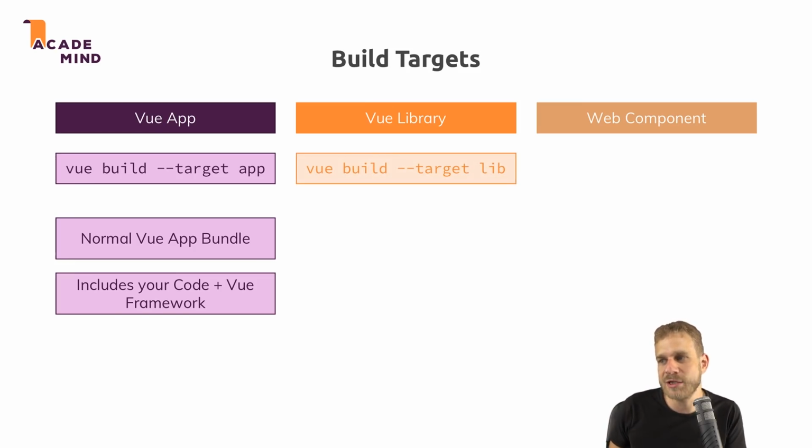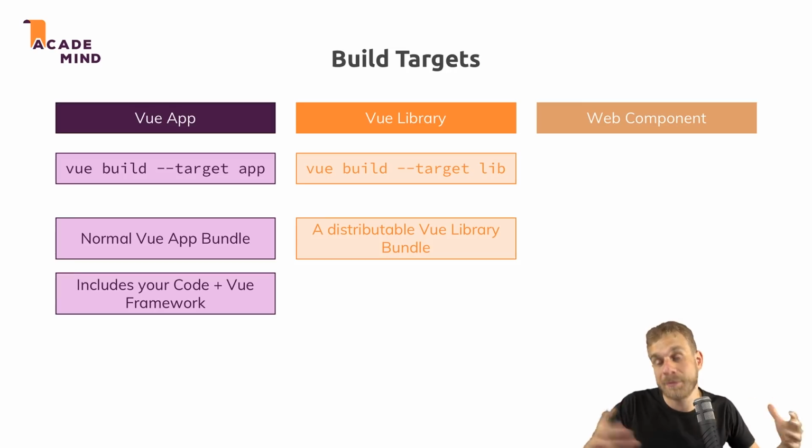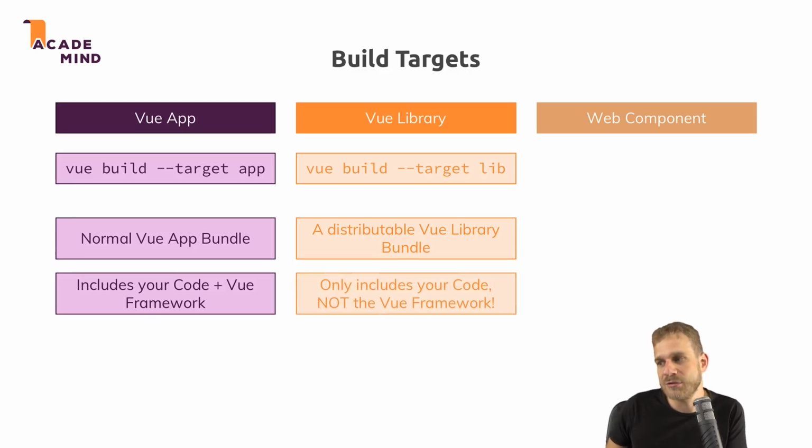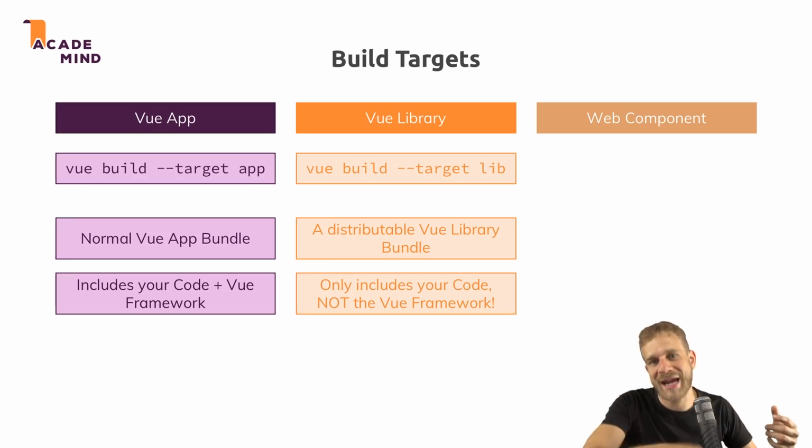Now for the library, you build that with vue build --target lib. What this does is it gives you a project which holds your code, and of course a typical use case would be a bunch of components to build a Vue component library. It does not include the Vue framework though. So if you use that library, you need to ensure that you use it in a new Vue application, which then includes your code, which then includes that library, and the Vue framework. So this is how that would work.